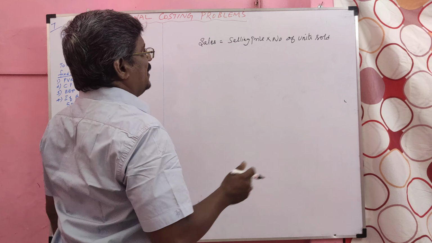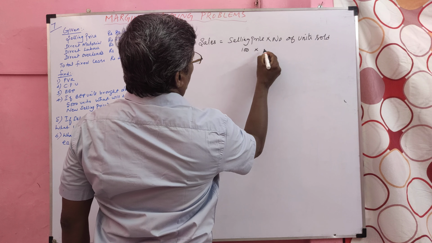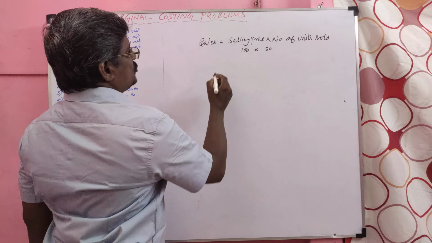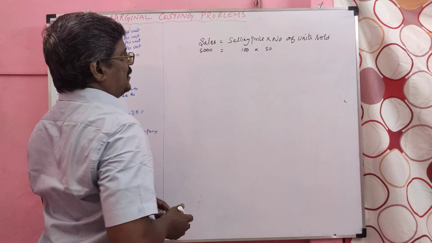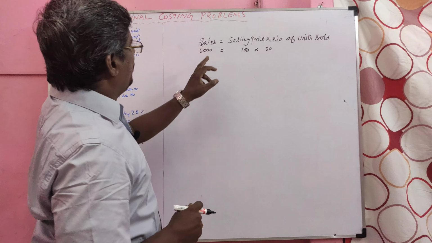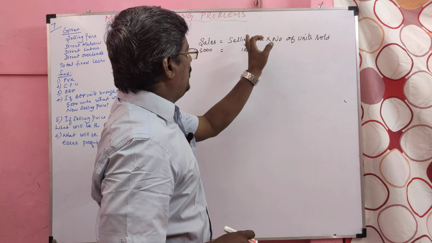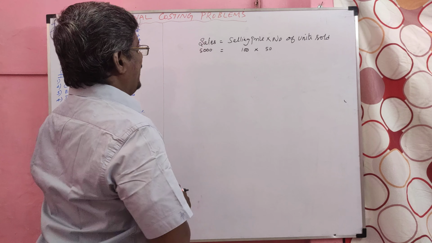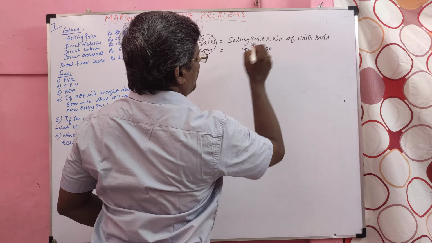For example, a shirt price 100. There are 50 shirts sold. So total sales value how much? 5,000 rupees. Listen student carefully. Selling price into number of units sold. If we multiply these two, we will get what? Sales. What I am coming to say, sales includes selling price and number of units sold.